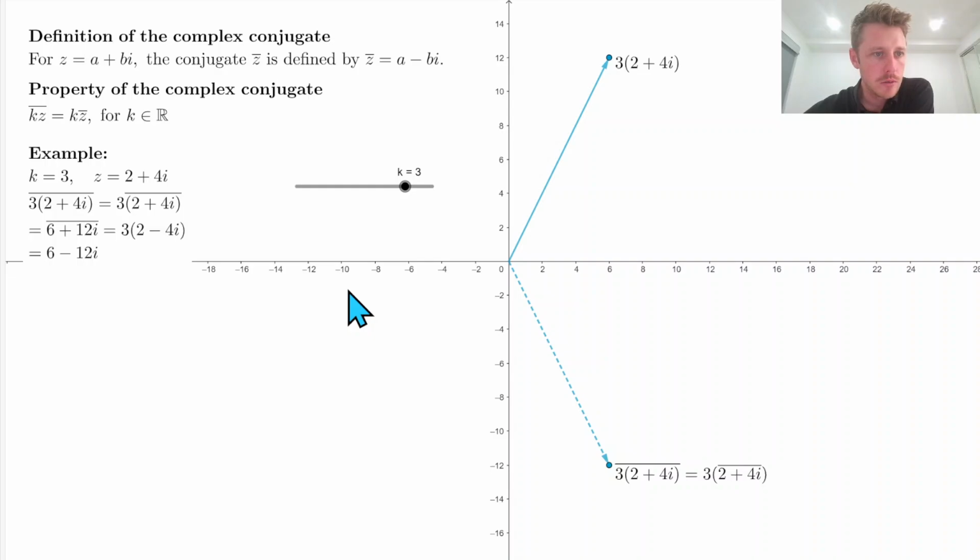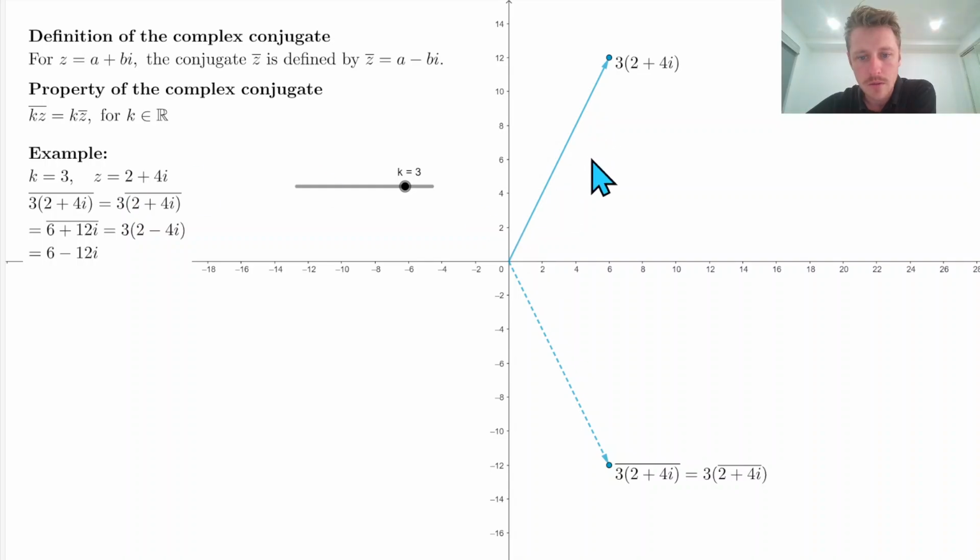Okay, this one's a little bit more straightforward. Again, we've got some complex number. The property of the complex conjugate is that k, where k is some real number, multiplied by z, taking the conjugate of that is the same thing as k multiplied by the conjugate of z. So again, let's just make an example. Let's say k is 3, where k is just some scalar multiple, scaling up and down our complex number, and z is 2 plus 4i.